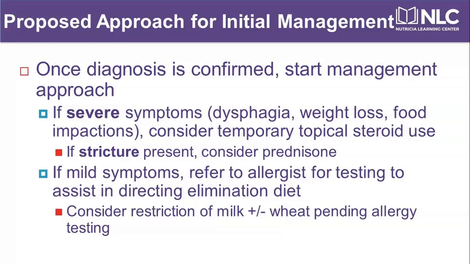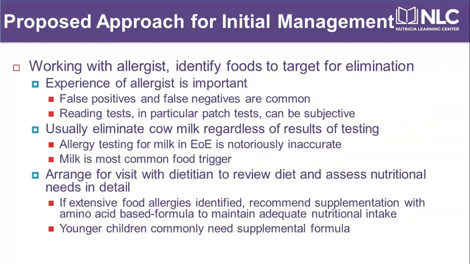Now, if their symptoms are pretty mild, I will not usually recommend steroids up front unless the family is really opposed to doing diet restrictions, and I'll make the referral to an allergist for testing. In the meantime, I might even start them on an empiric restriction of milk and wheat, or depending on how far they're willing to go, I might do a 4 or 6 food elimination up front, waiting on the results of the allergy testing, and then hone the diet based on those results before we settle on the final plan.